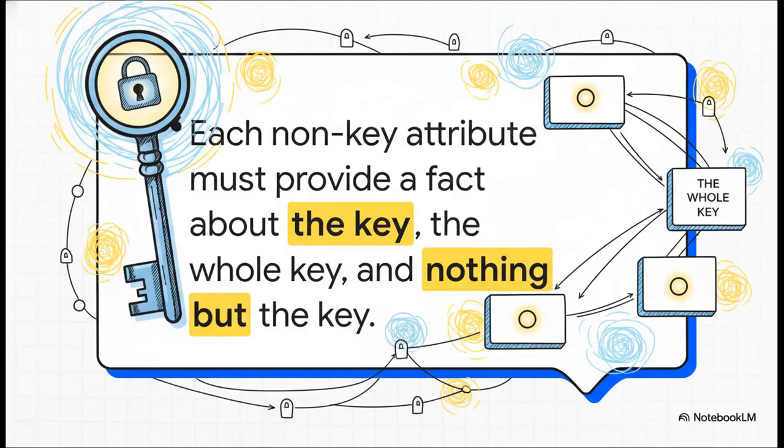You know, this whole thing can be boiled down to this one awesome little oath for data modelers. It goes like this: each non-key attribute must provide a fact about the key, the whole key, and nothing but the key. So help me, Codd. I love that. It's just a perfect way to remember the entire philosophy.